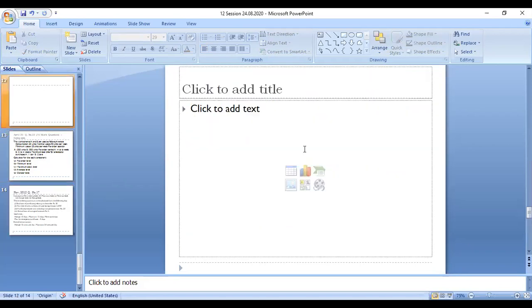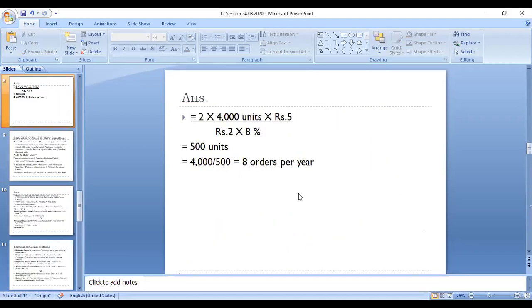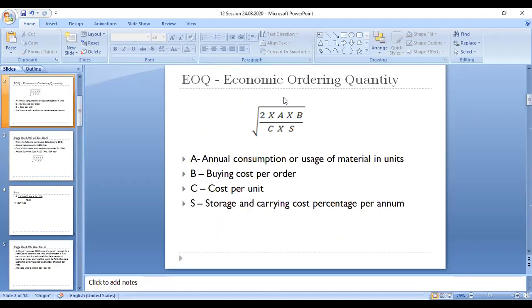Now I can go back. This is the formula for reorder level, maximum stock level, minimum level, average stock level, with two formulas for average stock level, and danger level. So this is the formula. And one more thing we studied, the EOQ formula: root of 2 into A into B divided by C into S. A is annual consumption or usage of materials in units, B is buying cost per order, C is cost per unit, and S is storage cost per unit. Okay, so we will see in the next class.